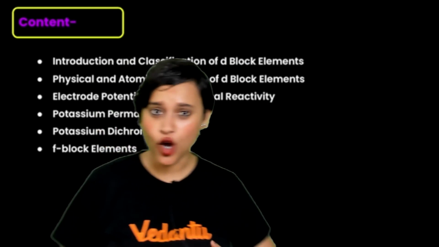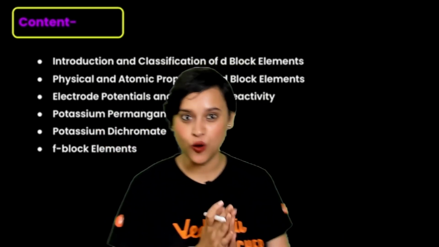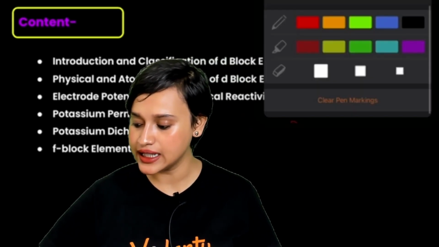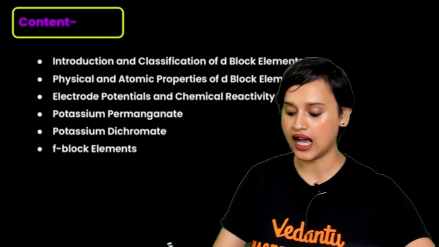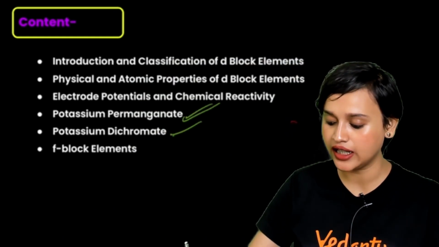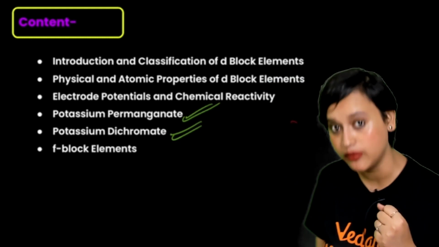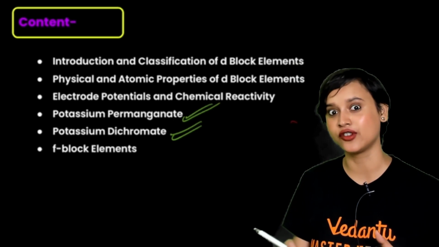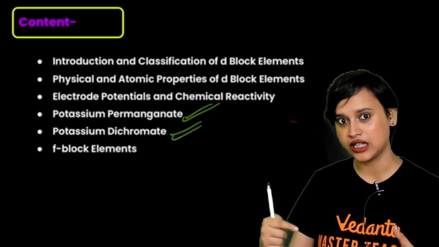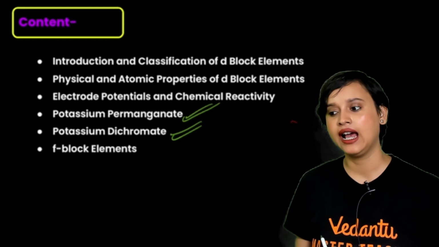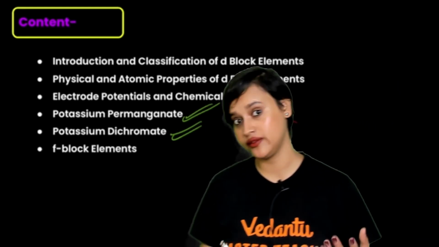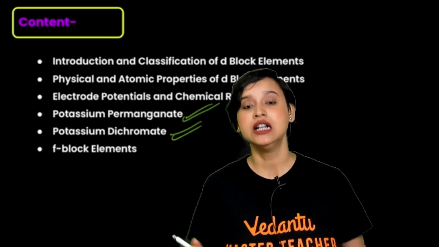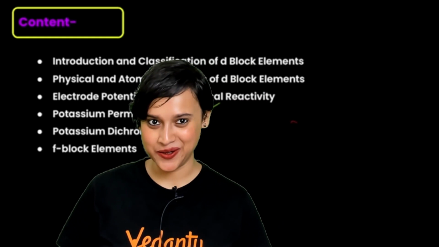Alright, I hope everybody is ready with a notebook and a pen. Also, please understand that this is where the majority of the questions are asked from: potassium permanganate and potassium dichromate. Most of the time in JEE Mains, you will see at least one of the equations. There are a lot of chemical equations from these two topics if you have read the NCERT book. And majority of the time in JEE Mains or even JEE Advanced, they ask you questions from this part.